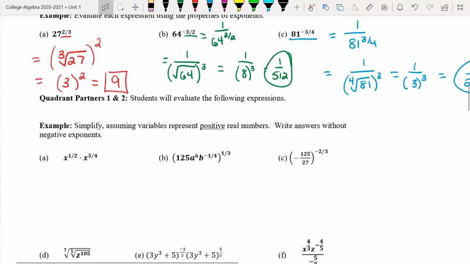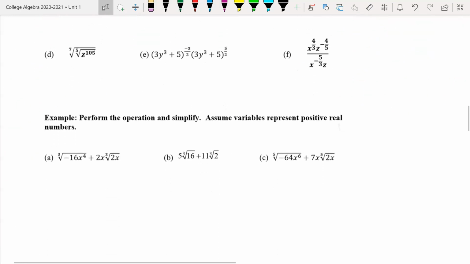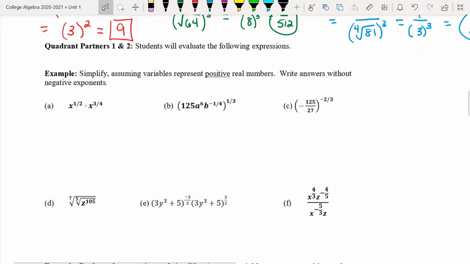So here's what you're going to see on the Hawks. These next few examples are directly from the Hawks. So I would definitely make sure you understand these. Pause it if you need to, write it down, whatever it may be.